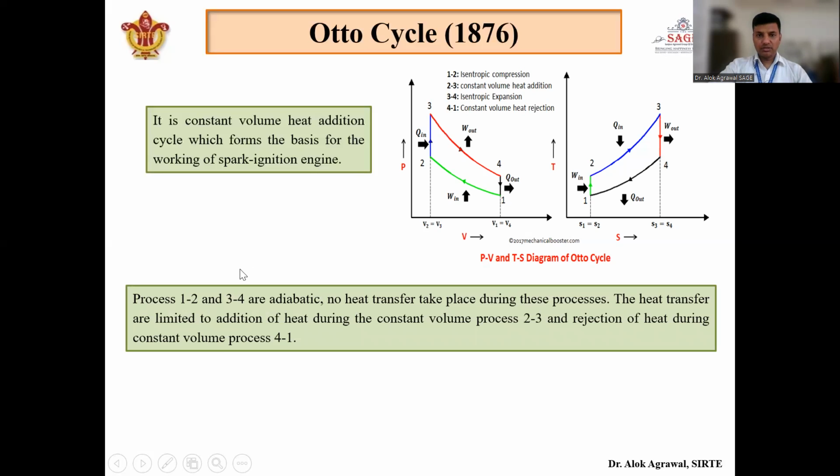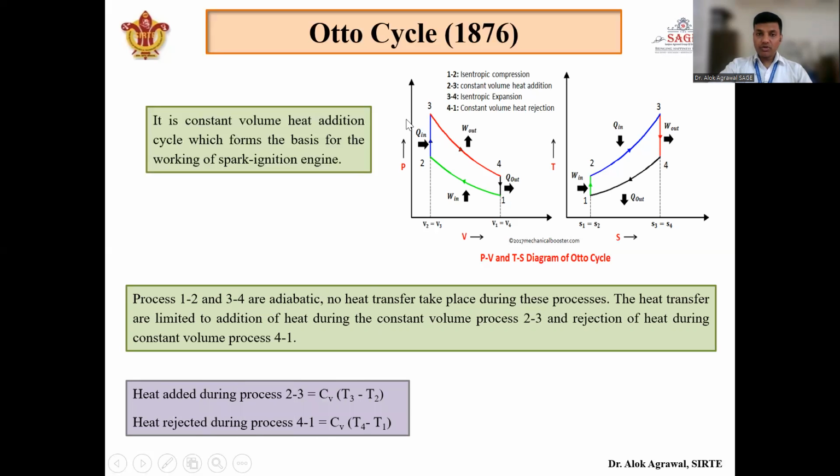Let us start with the derivation of the cycle efficiency of the Otto cycle. First of all, 1 to 2 and 3 to 4 are adiabatic processes in which no heat transfer takes place. The heat transfers are limited to the addition during 2 to 3 and rejection during 4 to 1, which are constant volume processes. Now, what is the amount of heat added in this cycle? That is given by the rise in temperature when the heat is added, from 2 to 3. So heat is added at constant volume.